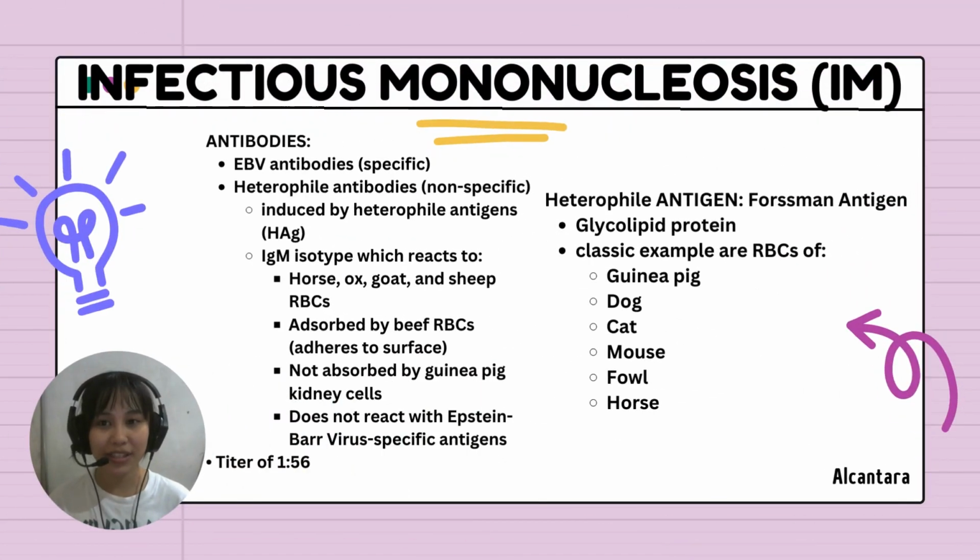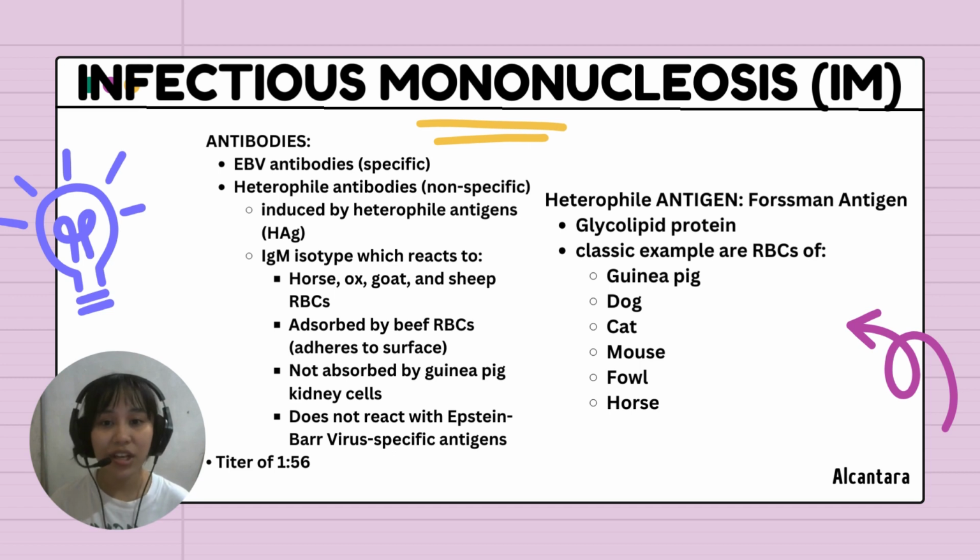Infectious mononucleosis is characterized by the presence of two types of antibodies: the Epstein-Barr virus antibodies, which are specific, and heterophile antibodies, which are non-specific. Heterophile antibodies are comprised of a wide range of relatively weak antibodies that are induced by heterophile antigens. They are stimulated by one antigen and react with an unrelated surface antigen present on cells from various mammalian species.